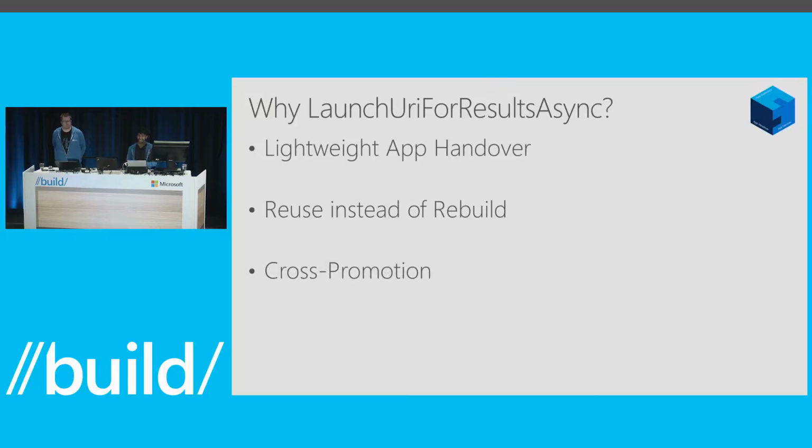And finally, this can be a great technique for cross-promotion. Let's say that I'm an application in the store, and I'm very well established. A lot of people already have this application. You guys are using it. You're loving it. But I've created a new app now, and I want to promote that. I want you guys to know about this application. Launch URI for results is a great way to do that. I call it, I get to show people exactly what this application can do, and I can even take them to the store to download it if they don't have it.